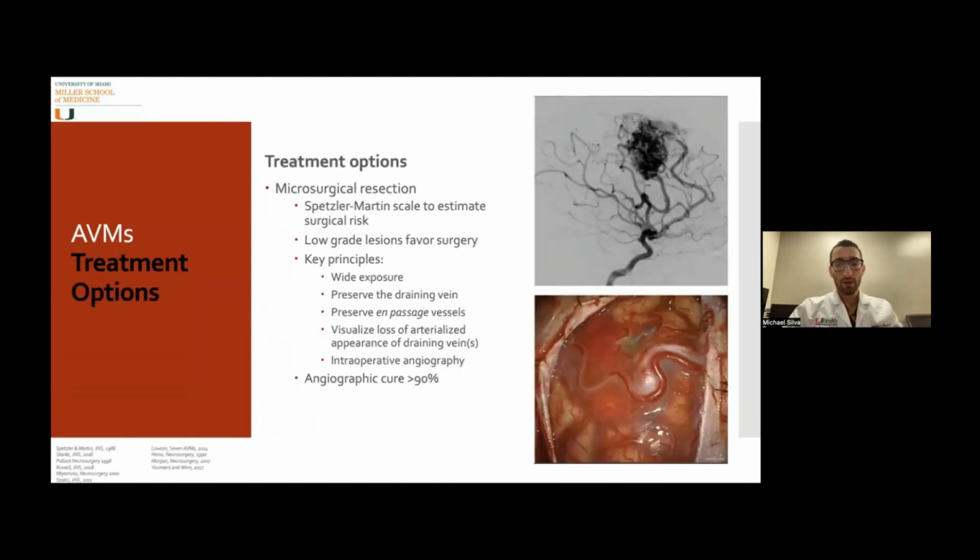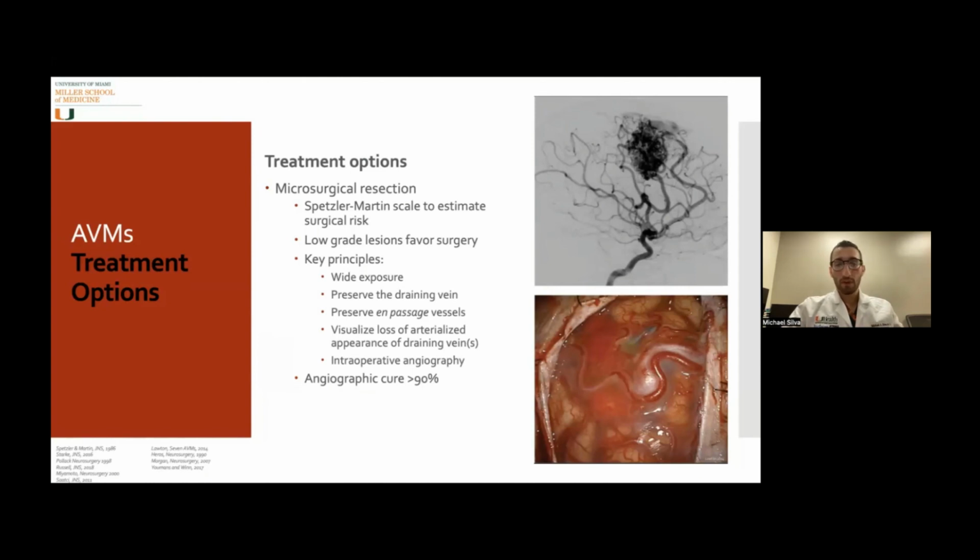So going through the treatment options one by one, microsurgical resection is a mainstay of treatment. As we talked about, the Spetzler-Martin scale is a way to estimate the risks of surgery. Higher grade lesions have a higher risk of surgery, whereas low grade lesions are lower risk and typically favor surgery.